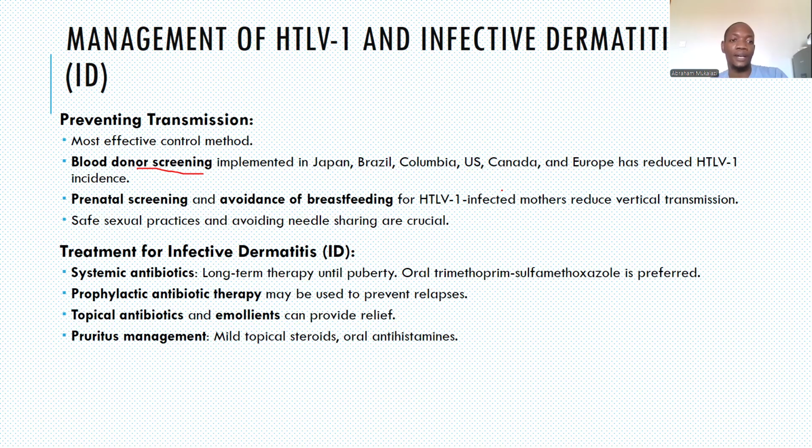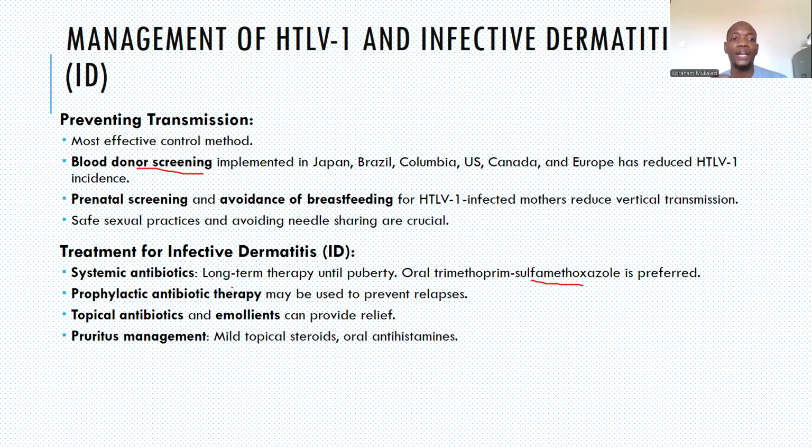Then practicing safe sex, that is using condom protection and getting off the sexual network, also helps you to prevent. So in case you're treating and someone already has the condition, you can give systemic antibiotics. In this case, you can give a long-term therapy until puberty. We can use Septrin, that is trimethoprim-sulfamethoxazole, which is the one that we prefer in treatment of infective dermatitis. As I told you earlier, it responds very well to antibiotics. But in this case, we choose an antibiotic which can be taken for longer periods of time.